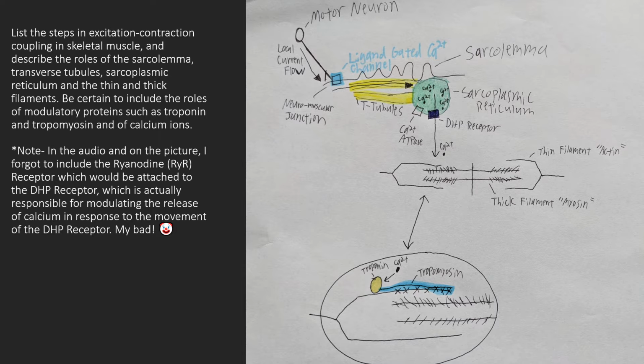List the steps in excitation-contraction coupling in skeletal muscle and describe the roles of the sarcolemma, transverse tubules, sarcoplasmic reticulum, and the thin and thick filaments. Be certain to include the roles of modulatory proteins such as troponin and tropomyosin and of calcium ions.